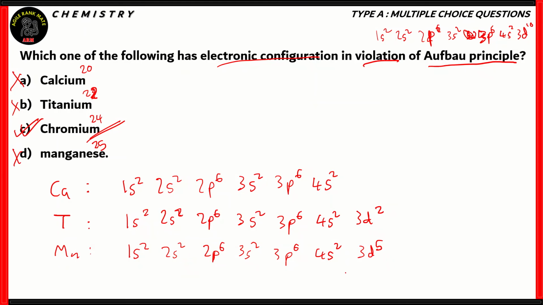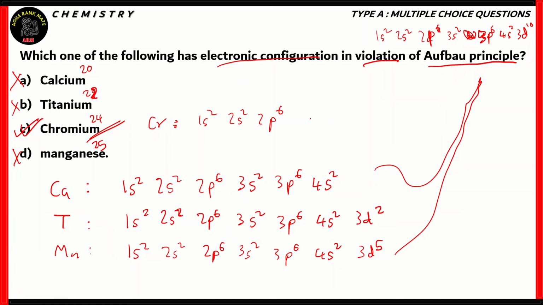So as you can see, for calcium, titanium, and manganese, the electronic configuration goes according to the Aufbau principle, so there is no problem. However, for chromium, the electronic configuration is 1s2, 2s2, 2p6, 3s2, 3p6. So far, so good. But then we have 4s1 and 3d5 instead of 4s2. So this here is a violation of the Aufbau principle. If we were to use the Aufbau principle, it would be 4s2, 3d4.